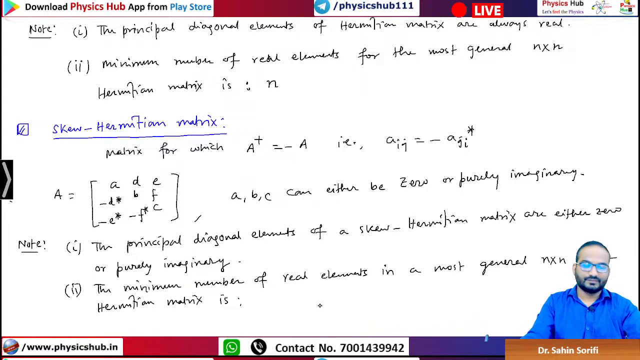0. How is it 0? Under what condition will it be 0? You see, A, B, C can be either 0 or purely imaginary. If all the elements are imaginary, let's say i, then what is the number of real elements? 0.